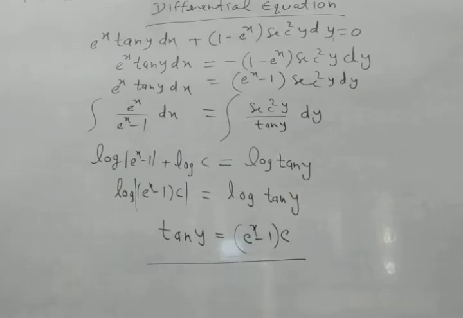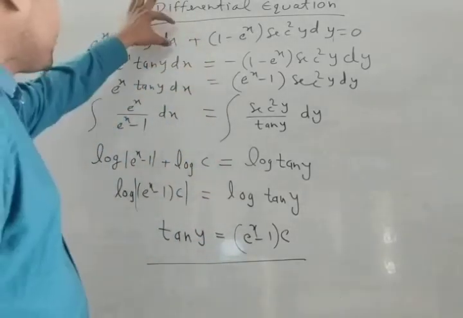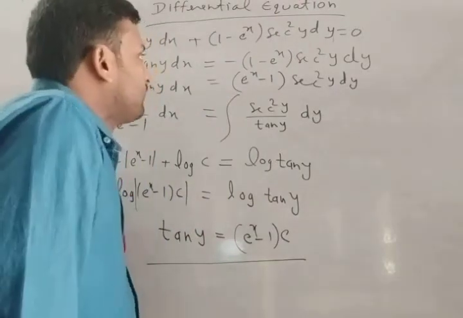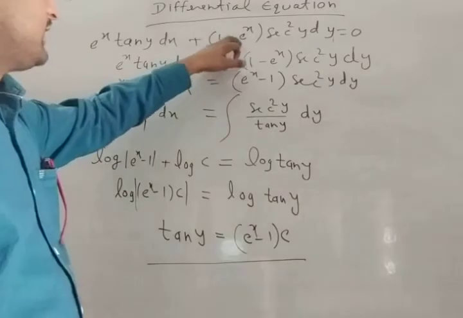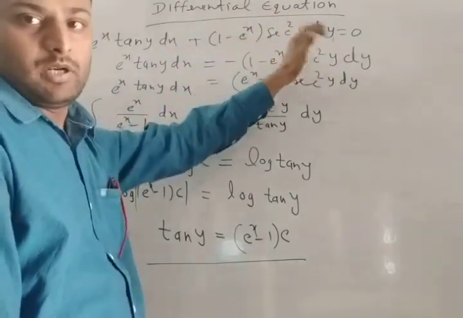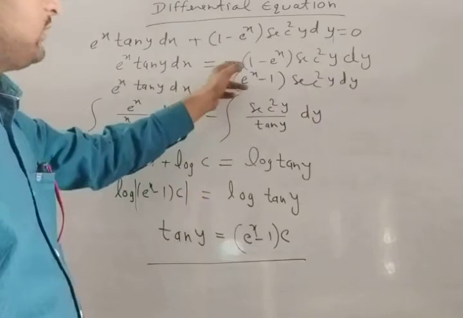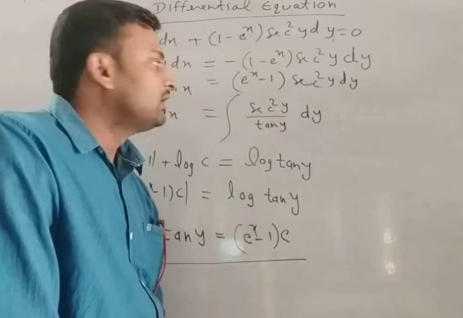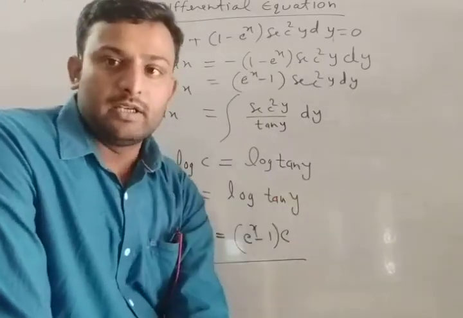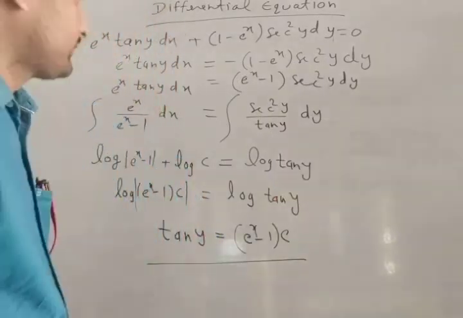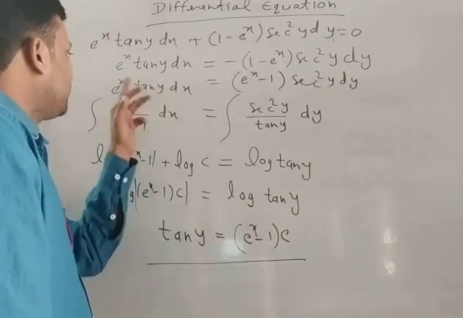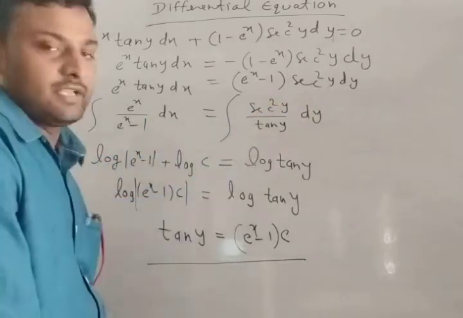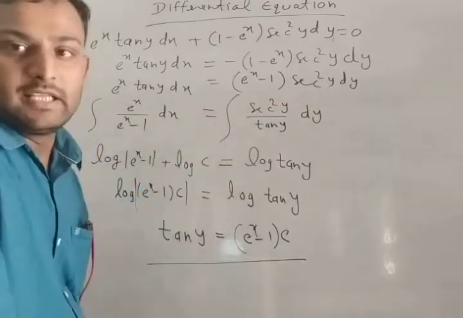Okay, I hope you understand. We are given a differential equation and we have to find the general solution of this differential equation. What we have done is take this part to the right hand side and multiply the negative sign inside the bracket. We get e to the power x minus 1 and sec square y dy. Now we separate the variables. When we separate, we get (e to the power x minus 1) dx and sec square y by tan y dy, and now we will integrate this.